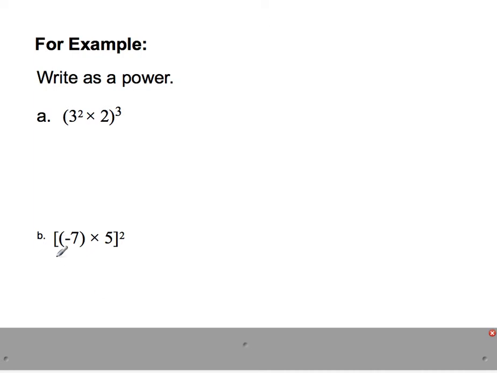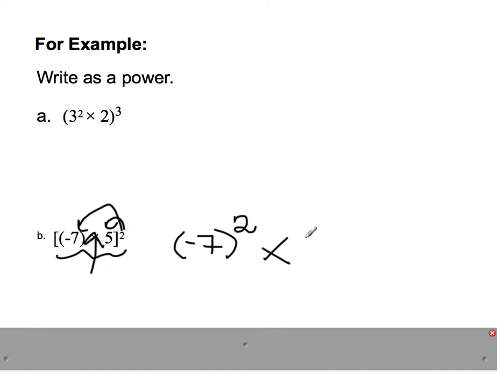I'm actually going to work on this example first. So this exponent goes to the negative 7 base, and since it's in the brackets, we keep it in brackets. And this goes to the 5 because of the multiplication sign. And we're done, because it just says write as a power. It doesn't say to evaluate.